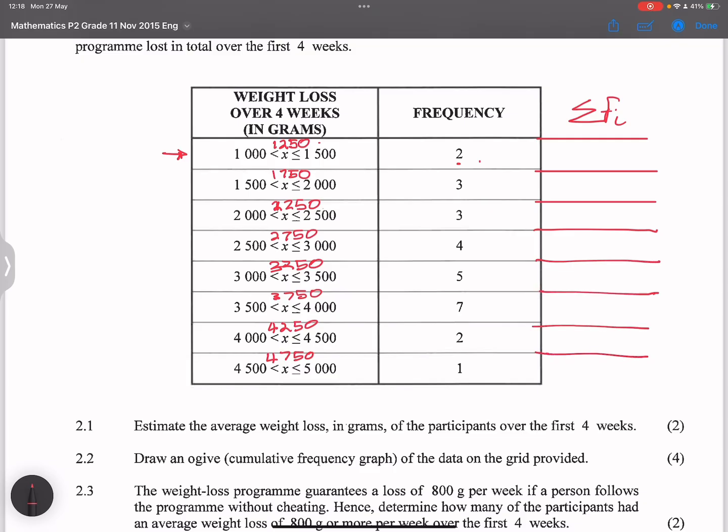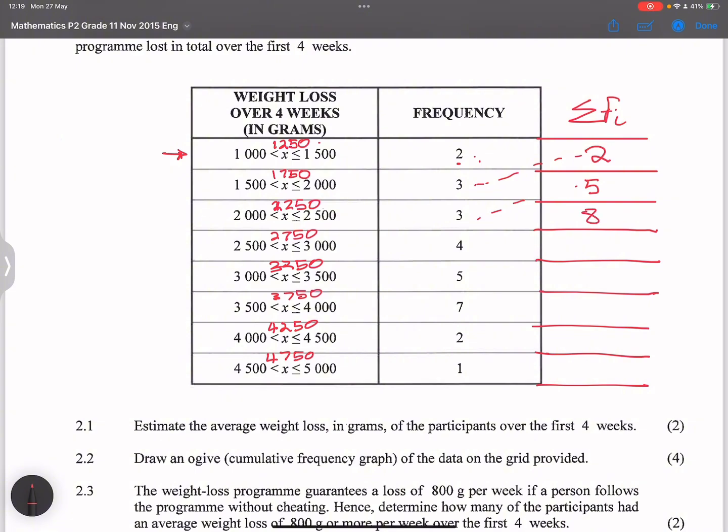Okay, so I'm just going to take that. So now I'm just going to say 2 here, right? And then you say 2 plus 3 will give me 5, right? 5 plus the 3 will give me 8.